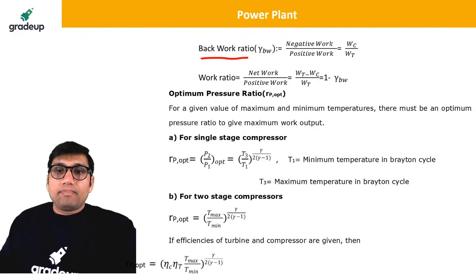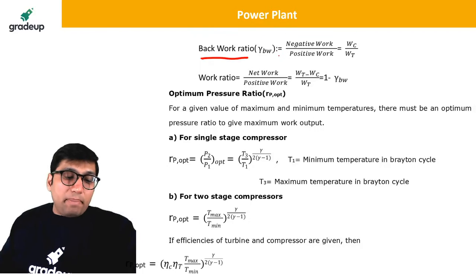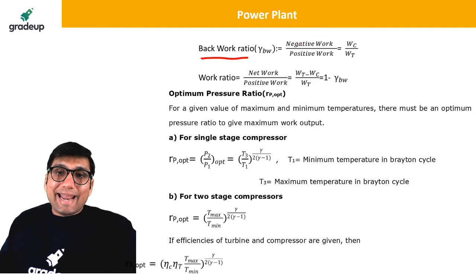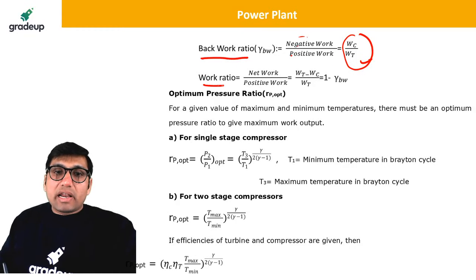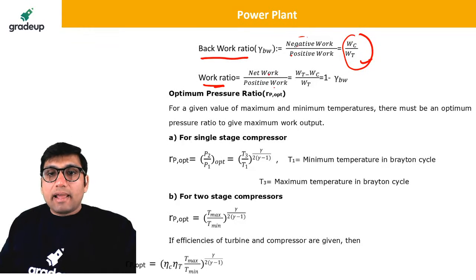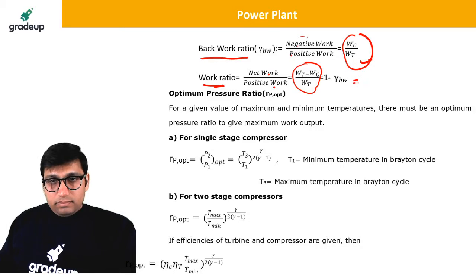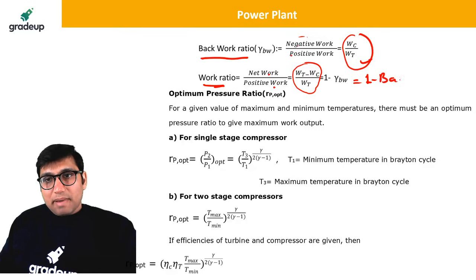Back work ratio in a Brayton cycle will be equal to negative work by positive work, that means compressor work by turbine work. Work ratio is equal to net work by positive work, that is turbine work minus compressor work by turbine work, or work ratio is equal to 1 minus back work ratio.